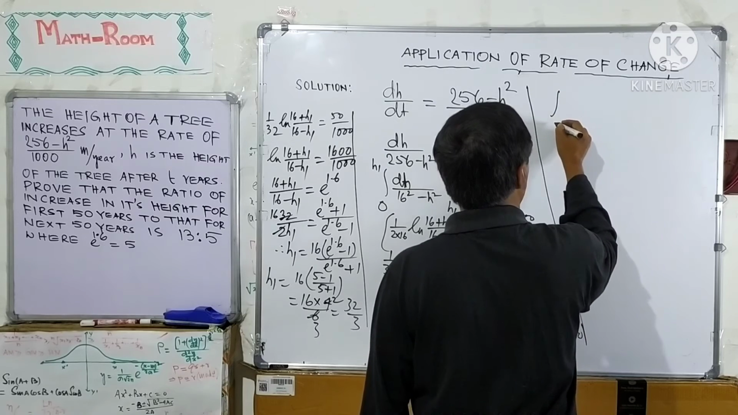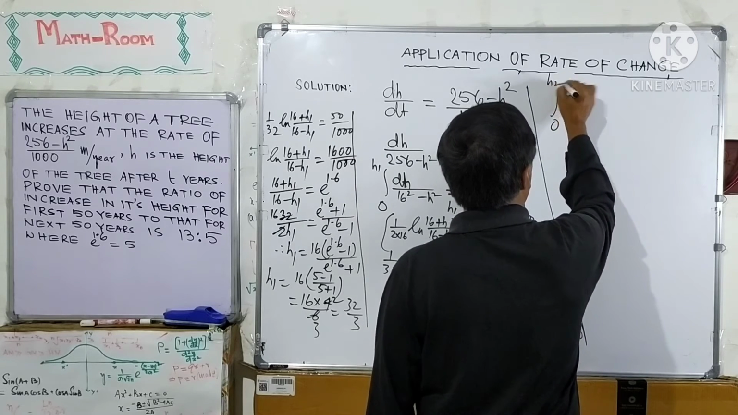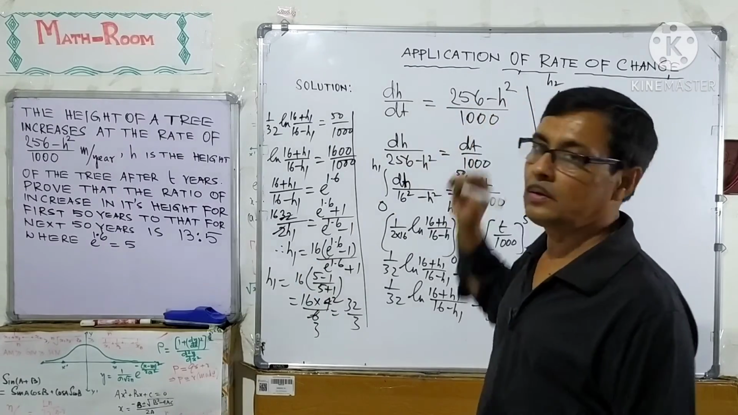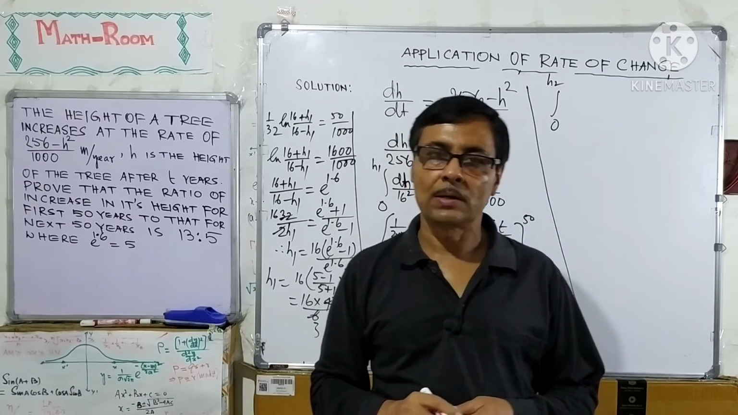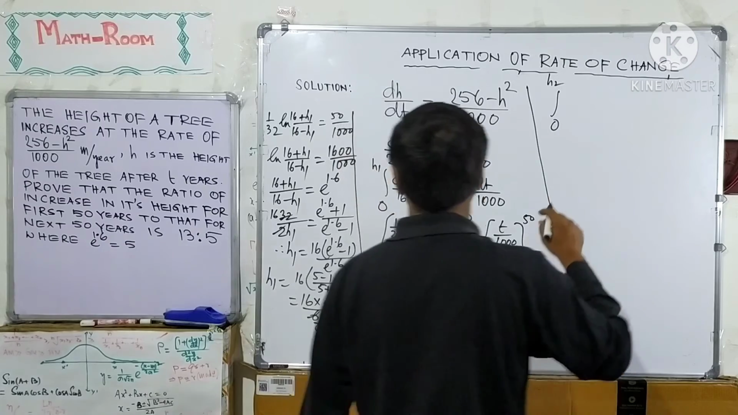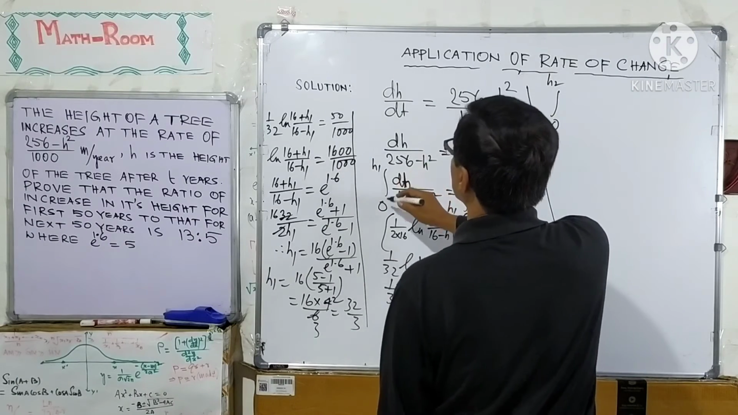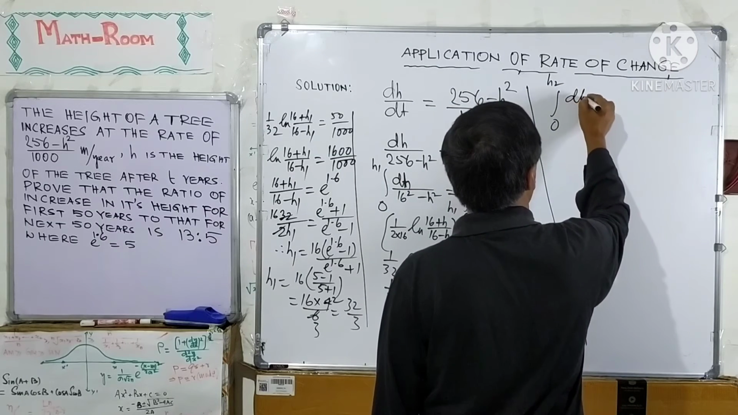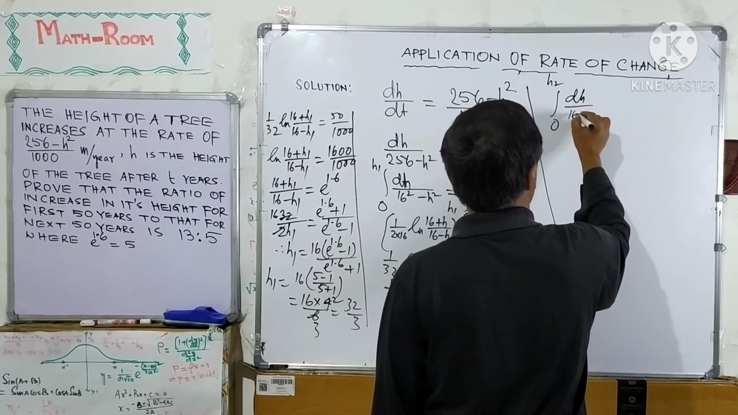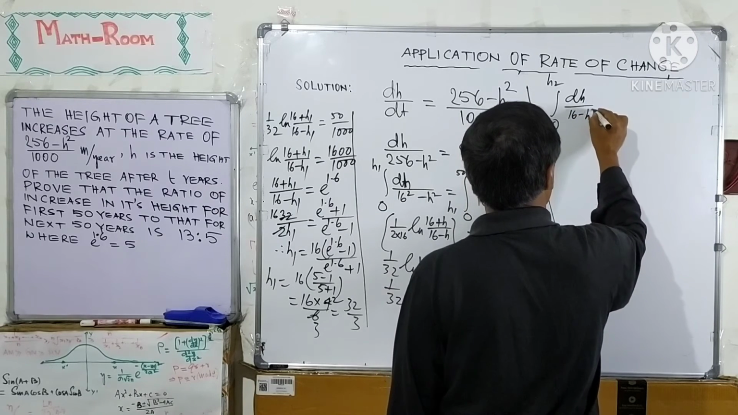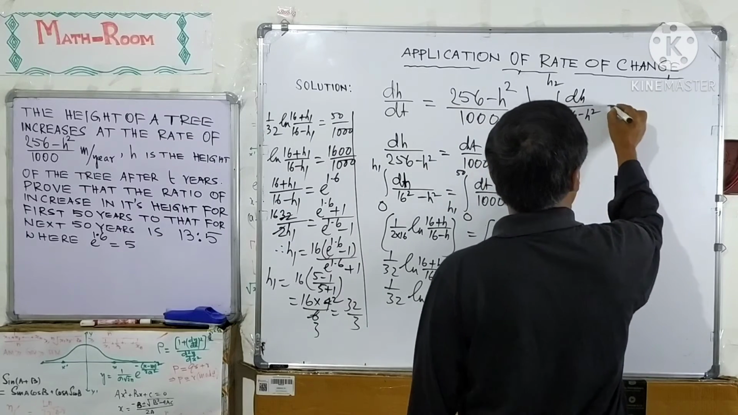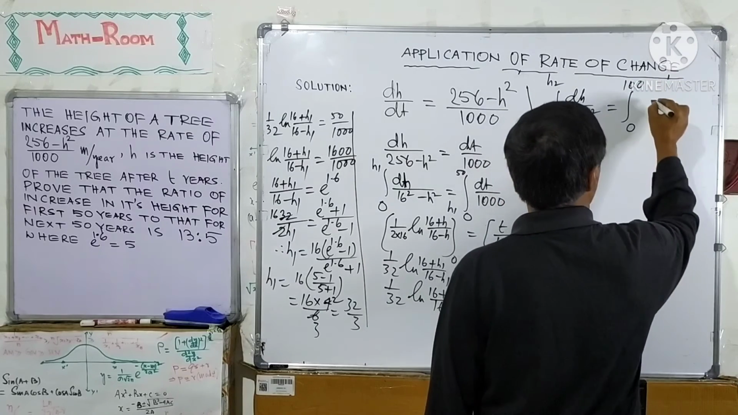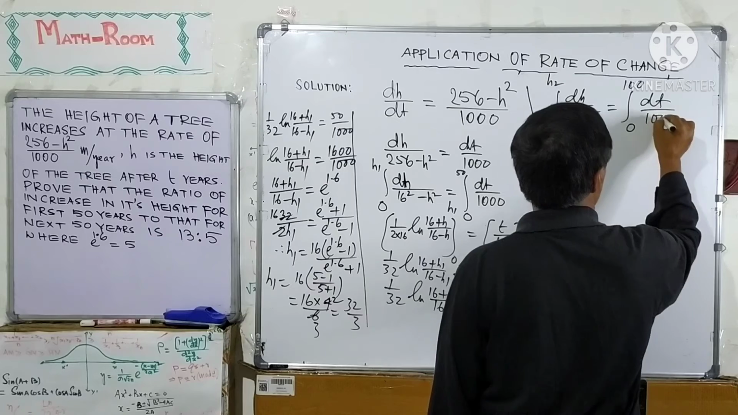0 to h2. 0 is the initial height of the tree and h2 is the height of the tree after the first 100 years. So, these two limits are changed as 0 to h2, dh over 16 minus h square, equal to, the initial time is 0 and the final time is 100, that is dt over 1000.